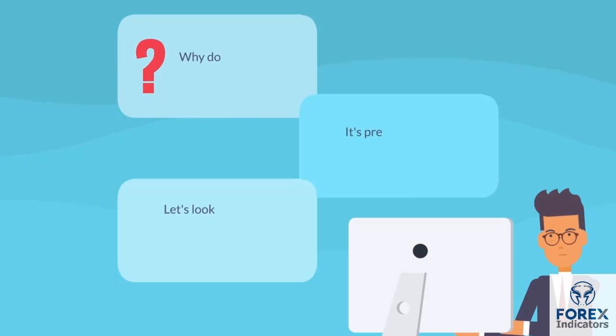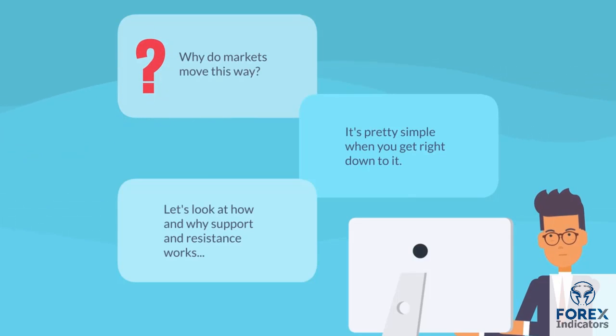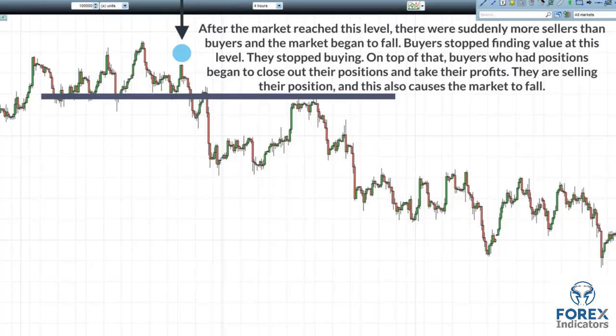Why do markets move this way? It's pretty simple when you get right down to it. Let's look at how and why support and resistance works. We are on the DAX on the 4 hour time frame. After the market reached this level, there were suddenly more sellers than buyers, and the market began to fall.